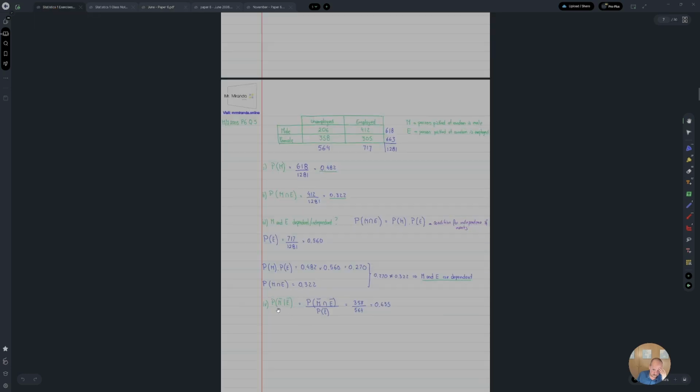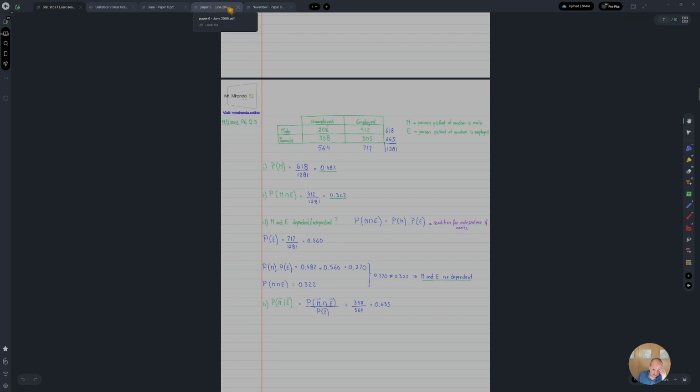So you want a probability that the person is a female, knowing that it is unemployed. All right, so the formula is this: the probability of female and unemployed out of the probability that it is unemployed. This is 305. No, sorry, 358. So unemployed and female, 358 out of the number of unemployed, which is 564. That is it. Okay, so here is the result.